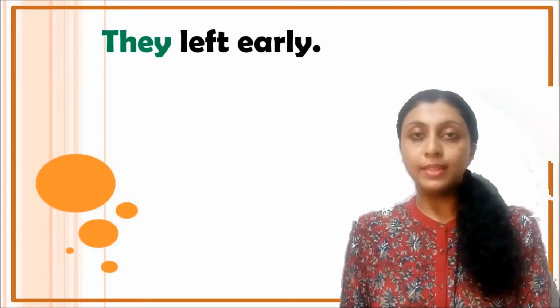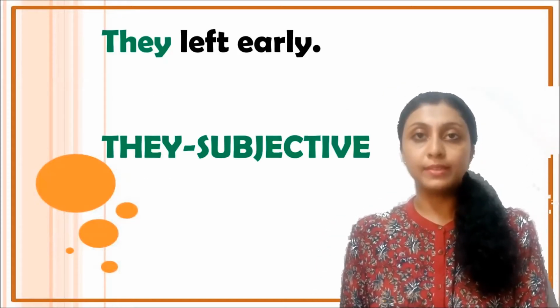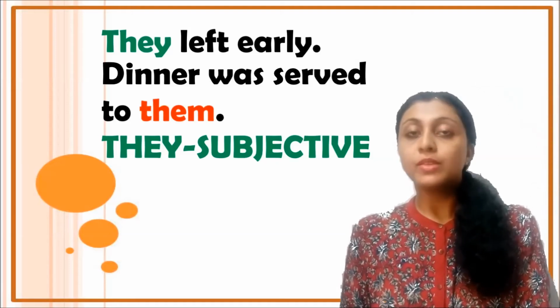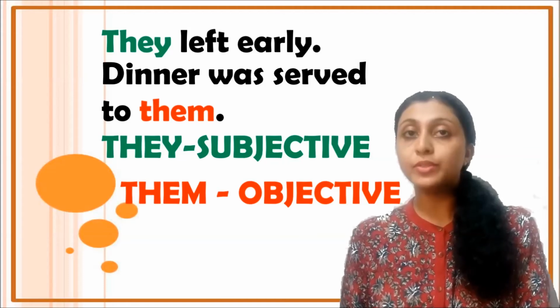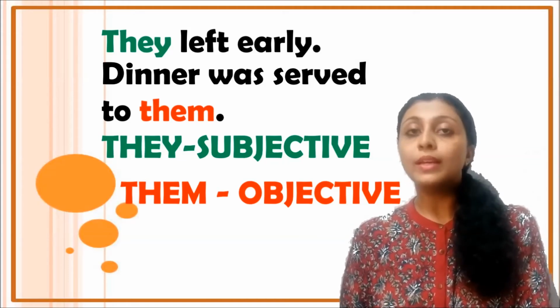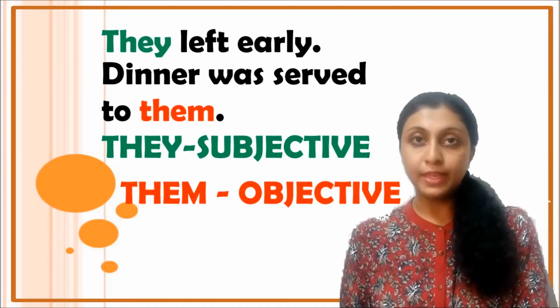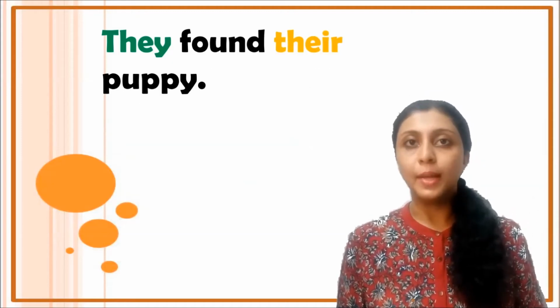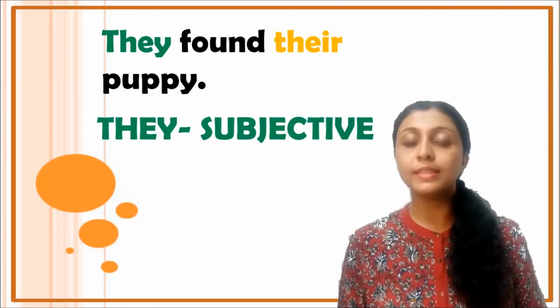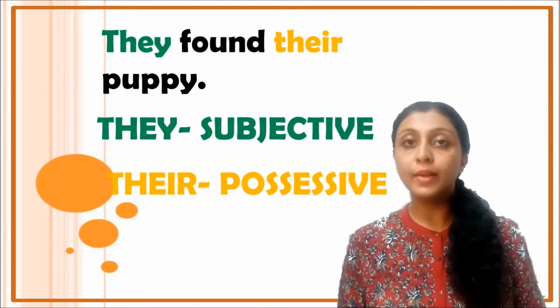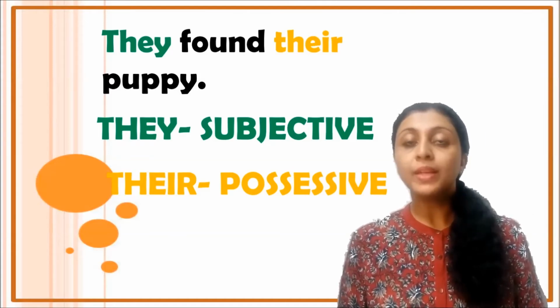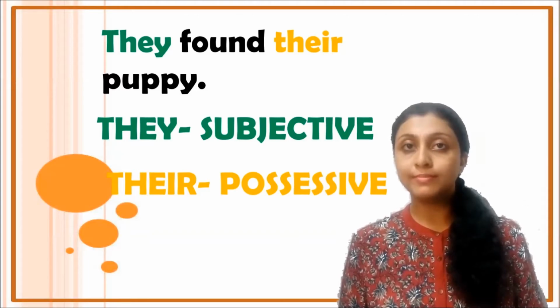They left early. They is in the subjective case. Dinner was served to them. So them is referring to they, and when they is in the objective case, it gets converted to them. They found their puppy. Here they is in the subjective case and their puppy, there their is in the possessive case. Puppy is the noun, so therefore their is a possessive determiner.